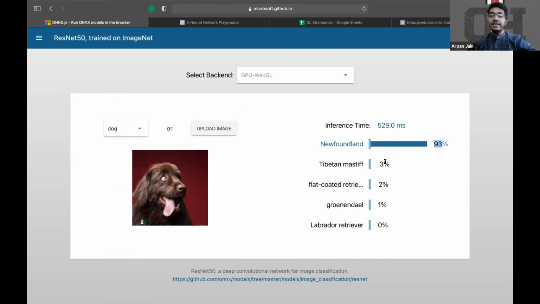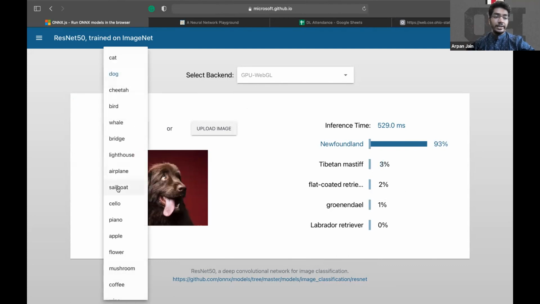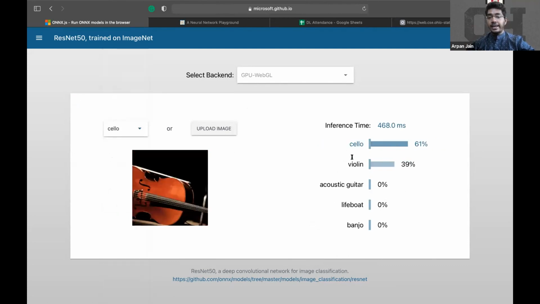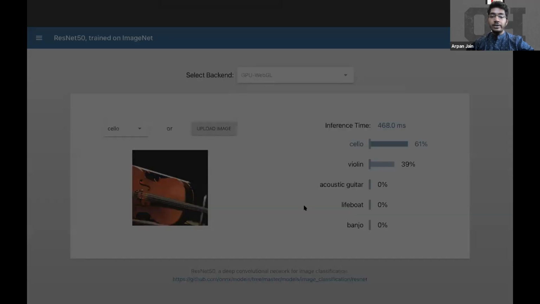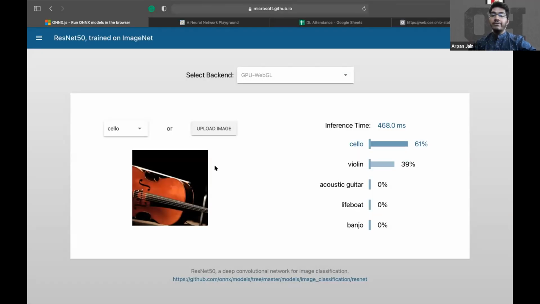So here, obviously, the model can be inaccurate also. That is why it is saying that by 3%, it can be the Tibetan Mastiff also, or the flat-coated retriever. So in this way, you can try different images also. Like here, the model is confused between the cello and the violin. Or you can upload your image also. So in this way, you can have the inference from the trained model.